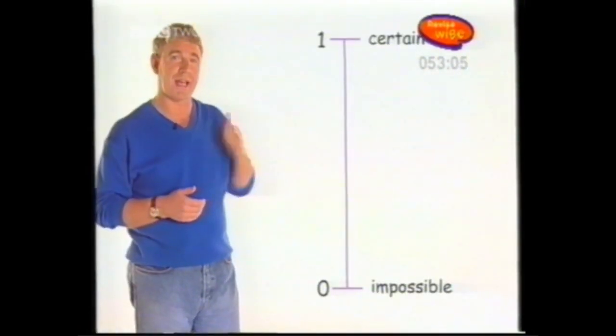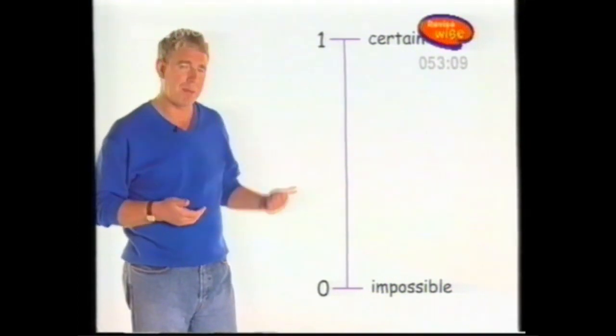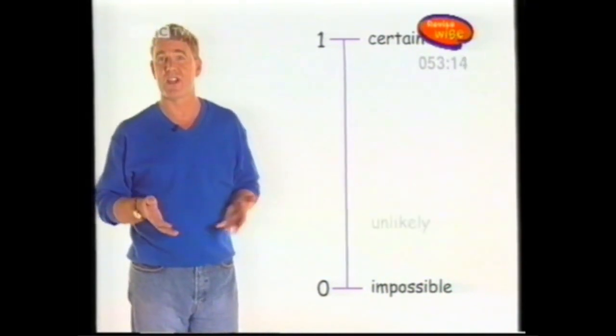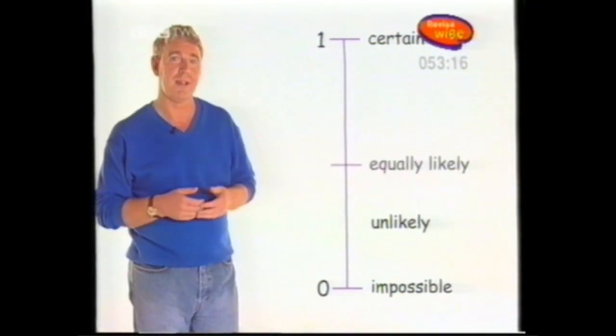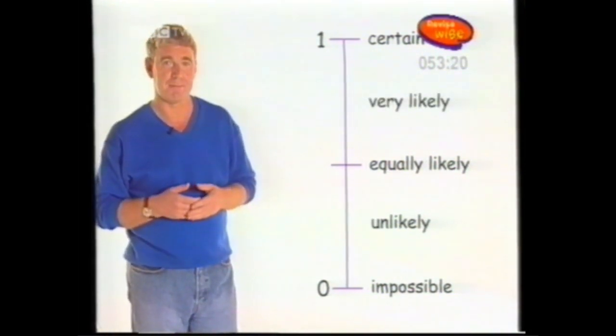Certain events definitely will happen, and they have a probability of 1. Along the probability scale between impossible and certain, we put events that are unlikely but possible, equally likely to happen or not, or very likely to happen.